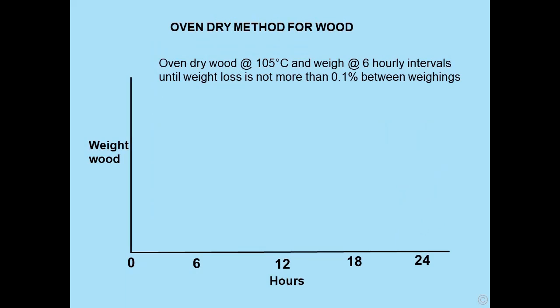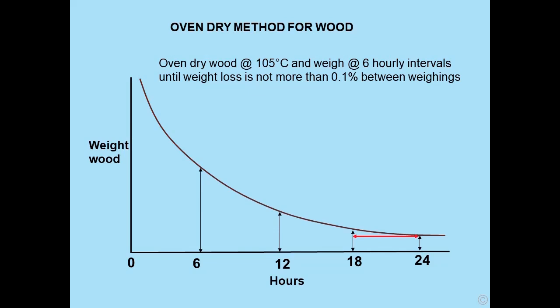So that's the method using a moisture meter. There is another method, of course, and that is the oven dry method. And this is quite simple. Basically, one takes a piece of wood, weighs it, and then dries it in an oven at 105 degrees and weighs it periodically until the weight loss is no more than 0.1% between weighings.